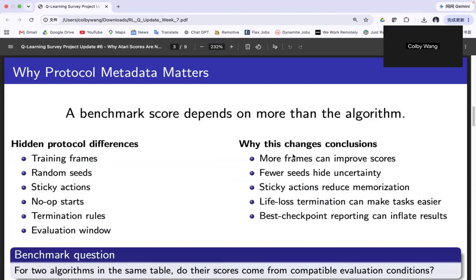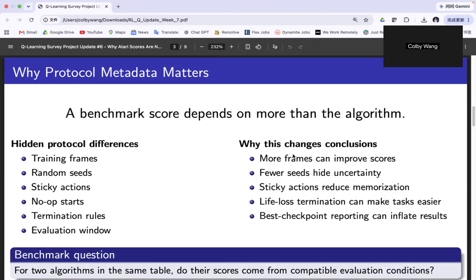A benchmark score depends on more than the algorithm. It also depends on the evaluation protocol, how long the agent trained, how many seeds were used, whether sticky actions were enabled, whether no-op starts were used, how episodes were terminated, and how evaluation was performed. This may sound like small details, but they can strongly affect the final score.